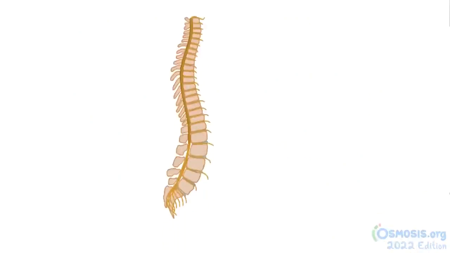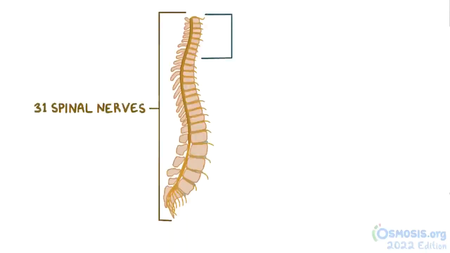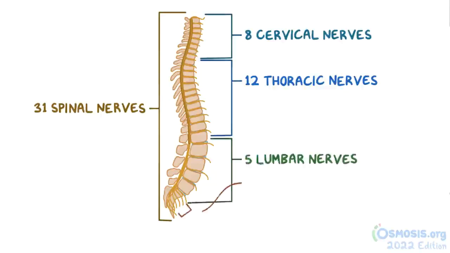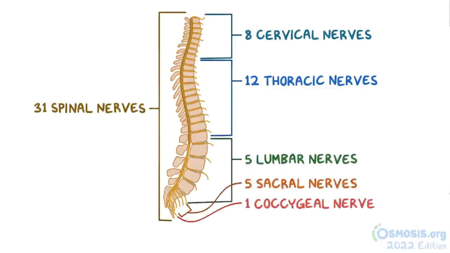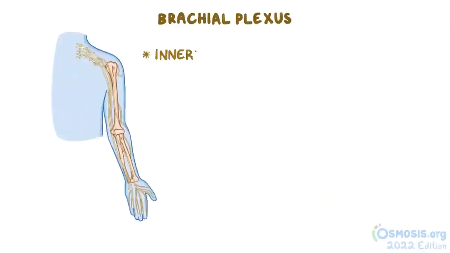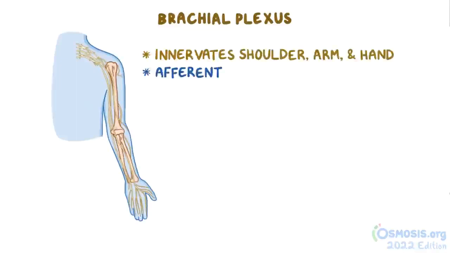Now, part of the peripheral nervous system are spinal nerves, which branch off the spinal cord. There are 31 pairs of spinal nerves, which are grouped into 8 pairs of cervical nerves, 12 pairs of thoracic nerves, 5 pairs of lumbar nerves, 5 pairs of sacral nerves, and 1 pair of coccygeal nerves. The brachial plexus is a network of spinal nerves that innervate the shoulder, arm, and hand by supplying afferent or sensory nerve fibers from the skin, as well as efferent or motor nerve fibers to the muscles.